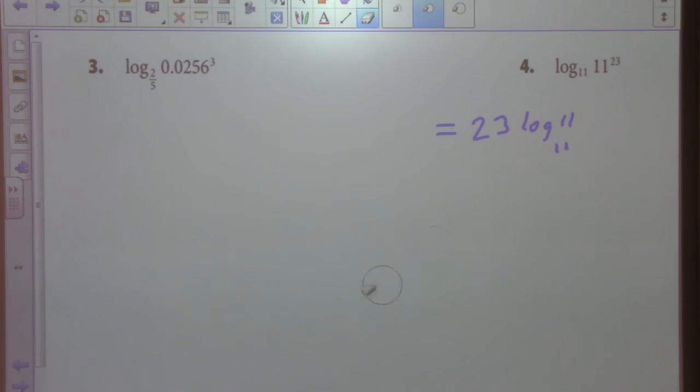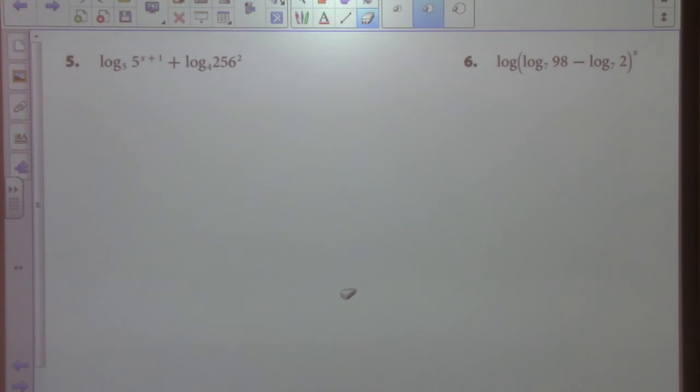Okay, number 5. Does anybody know? I think I might have found out another way to do this type of problem. Oh, really? I just figured out something. Okay, cool. Good job.